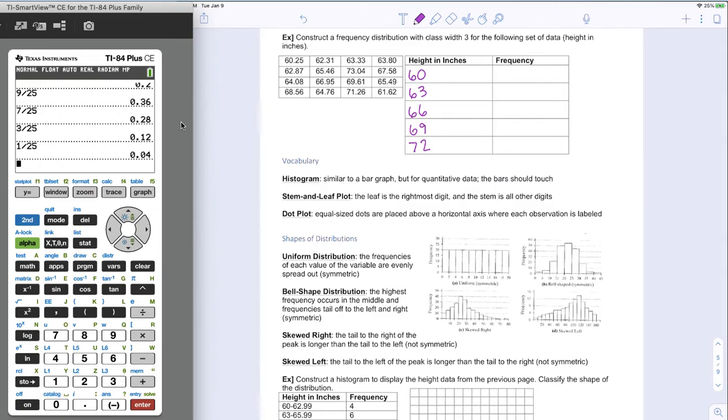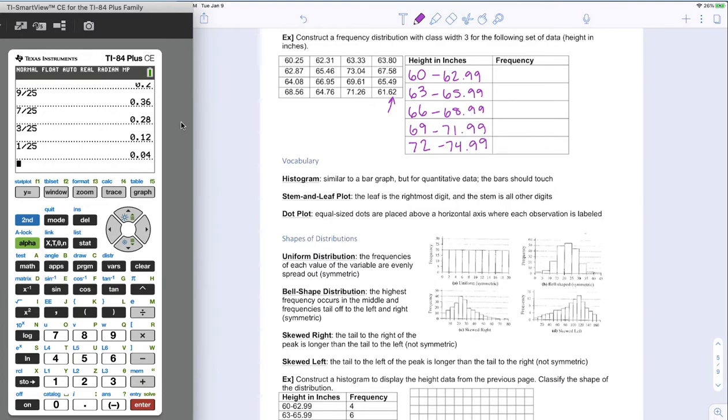So now the question is, what is the upper class limit for the first class? Well, it needs to be less than 63. It also needs to have 2 decimal places because all of our data has 2 decimal places. So the number that is right below 63 with 2 decimal places would be 62.99. And now I can use the class width to fill in the rest. So I'm just going to add 3 each time. Add 3, add 3, add 3, and add 3.